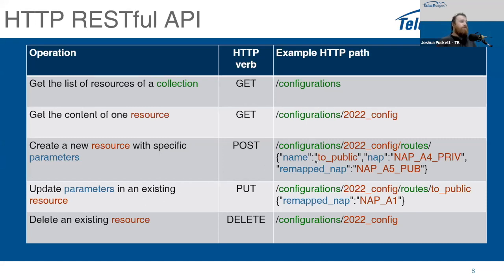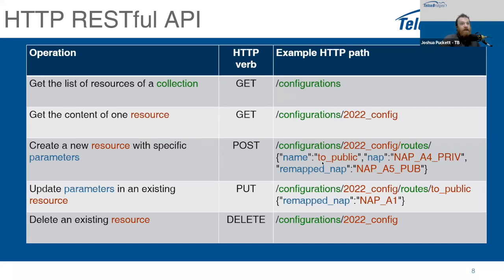So what I have in blue here are specific parameters, and we'll talk a little bit about this later, but these exist in a key and a value type environment. So I have the name, and then after that colon, I have the value of the name. So what's in blue will not change. These resources will always be called name, they'll always be called NAP, and they'll always be called remapped NAP. If you remember before, I mentioned that a NAP in our system is an ingress or an egress point, and you can see I'm in routes.